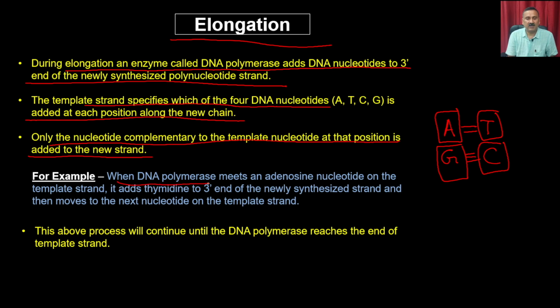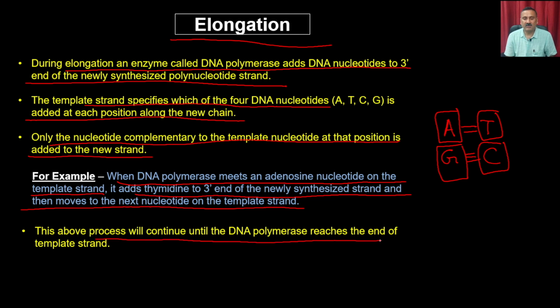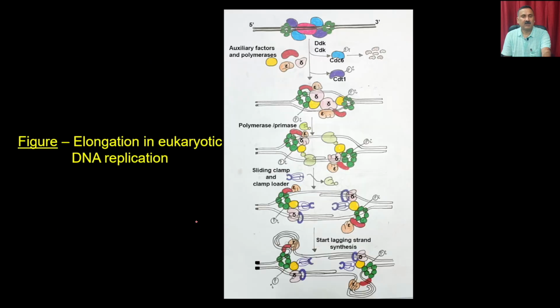For example, when the DNA polymerase meets an adenosine nucleotide on the template strand, it adds thymine to the 3' end of the newly synthesized strand and then moves to the next nucleotide on the template strand. The above process will continue until the DNA polymerase reaches the end of the template strand. So, these are some of the events that happen in elongation in eukaryotic DNA replication. You are going to have the assembly of DNA pol delta and epsilon onto the leading and lagging strands, and that is how you are going to have the synthesis of the leading and lagging strands.